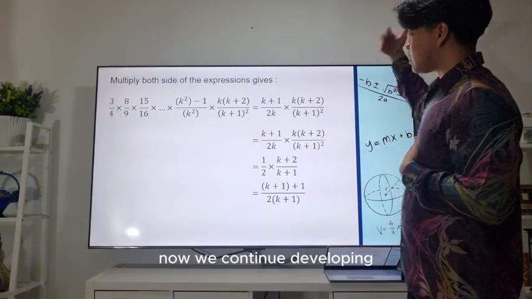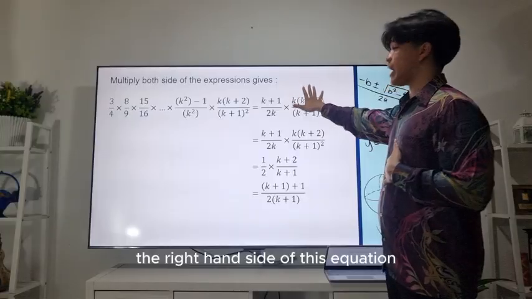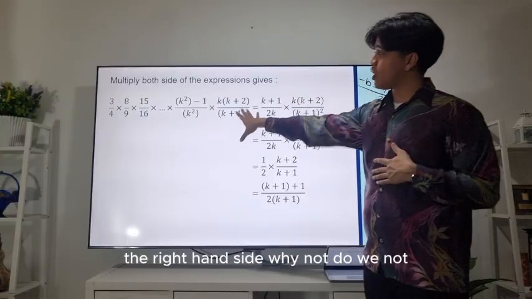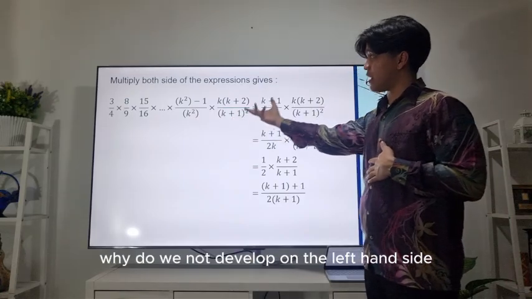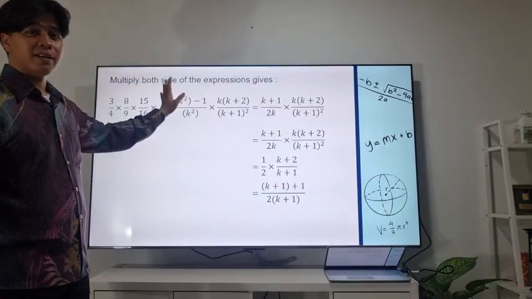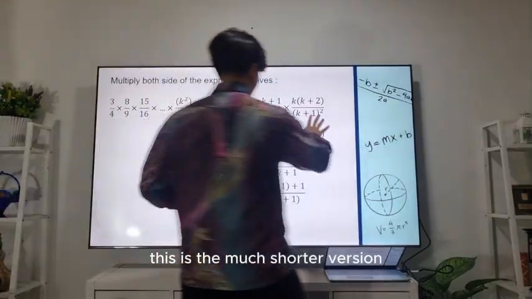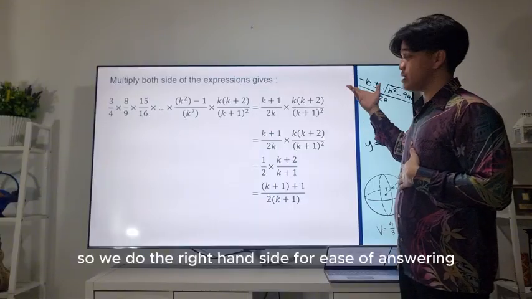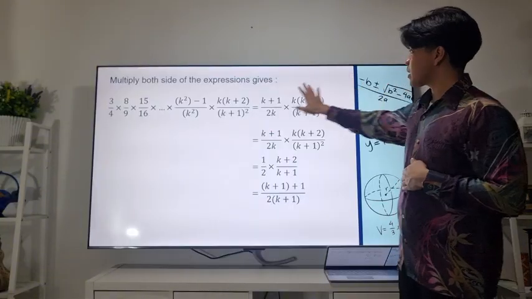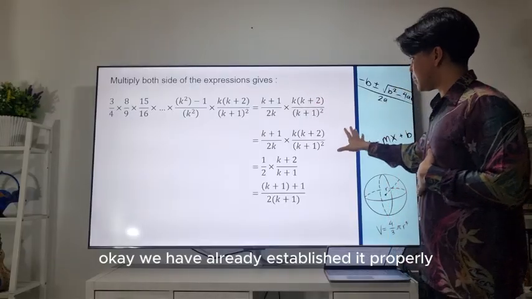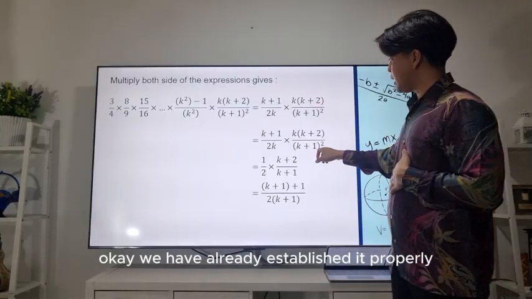Now, we continue developing the right-hand side of this equation. The right-hand side, why do we not develop the left-hand side? Because there are too many numbers on the left-hand side. This is the much shorter version, or the shortcut version. So we do the right-hand side for ease of answering. Okay, we have already established it properly.